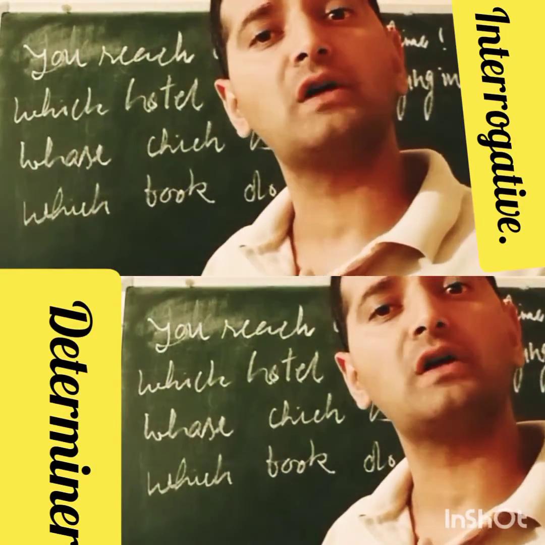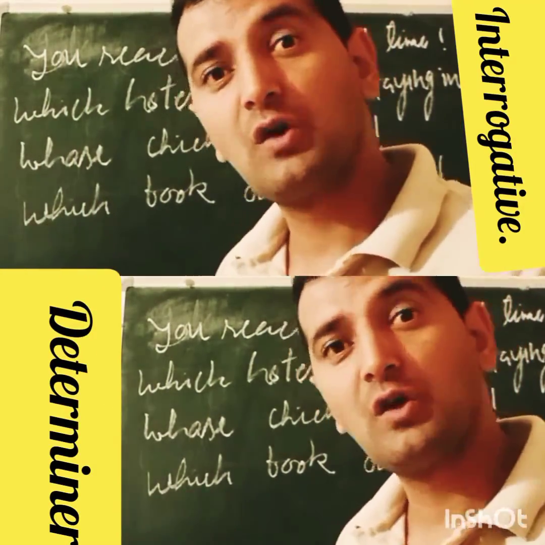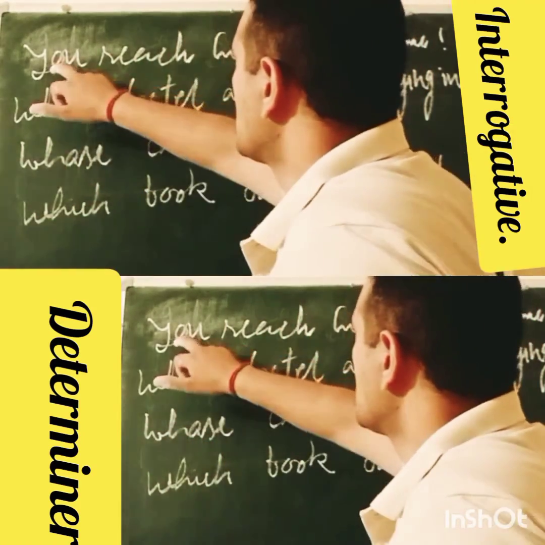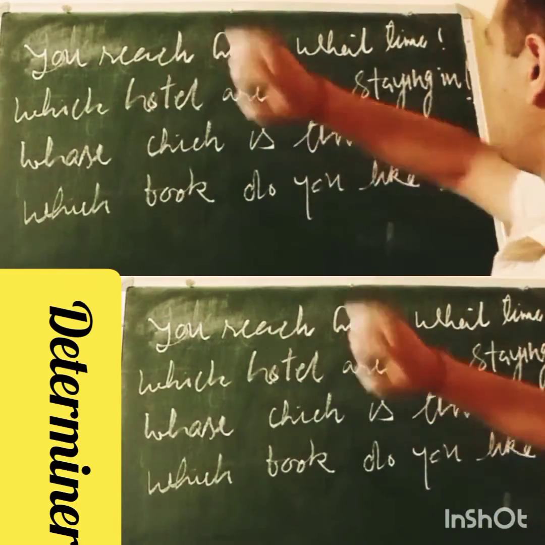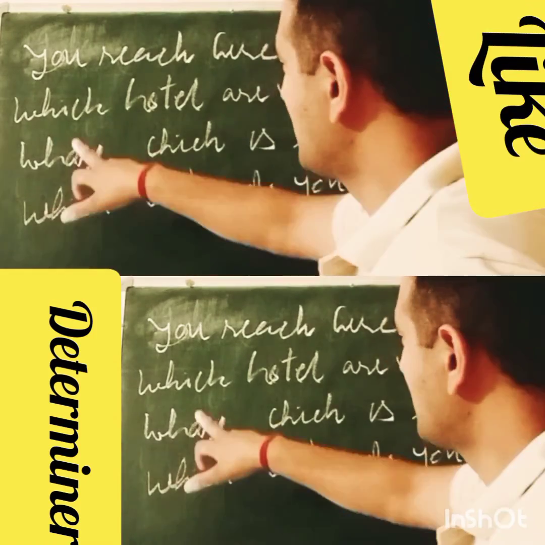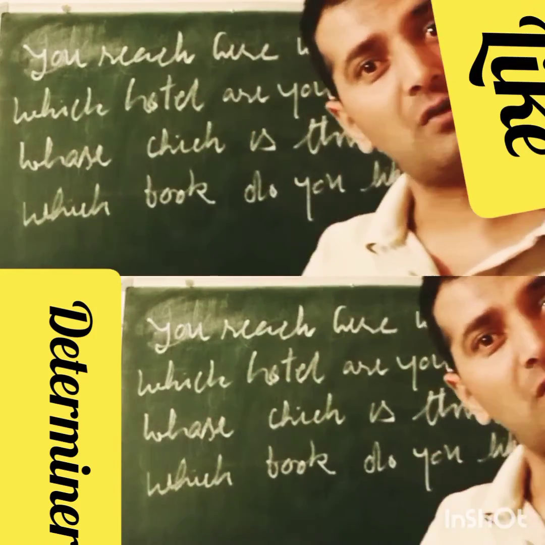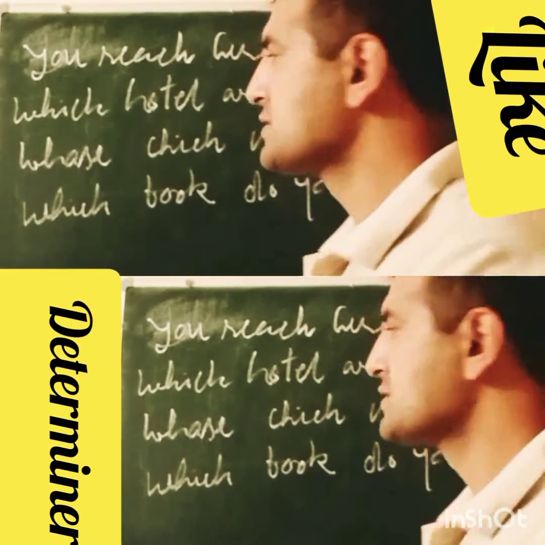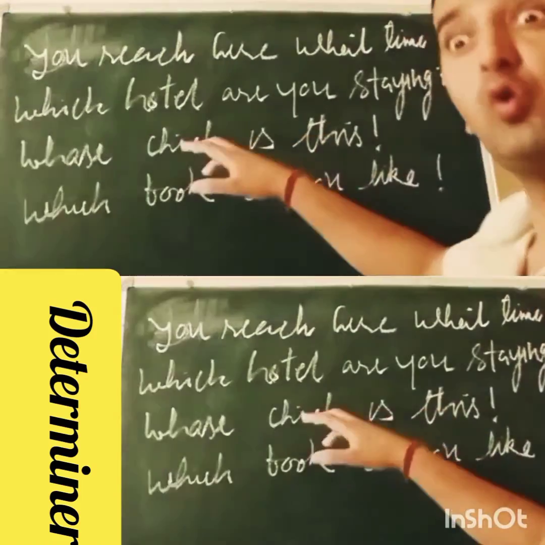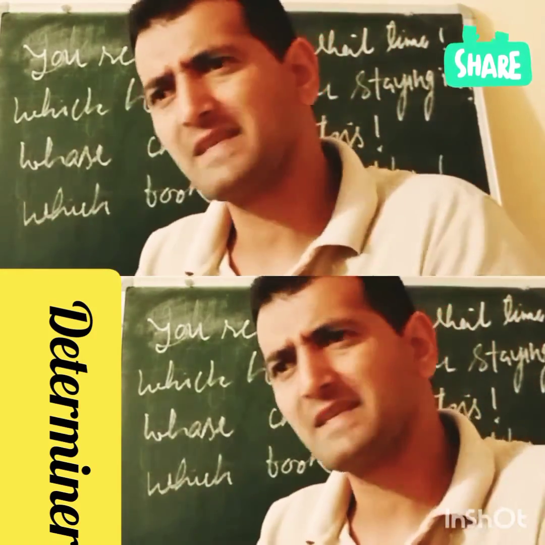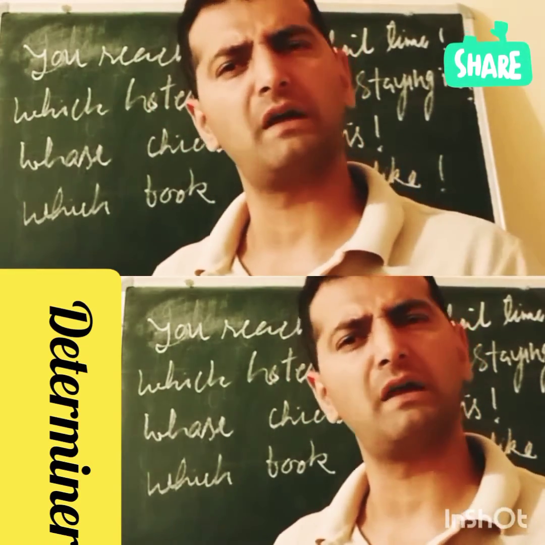We can make use of what, whose and which with exclamation sentences also. Let's see here. You reach here what time? Which hotel are you staying in? It's a way of conveying your thought. Which child is this? Which book do you like? In a general sense, this may be just a question.